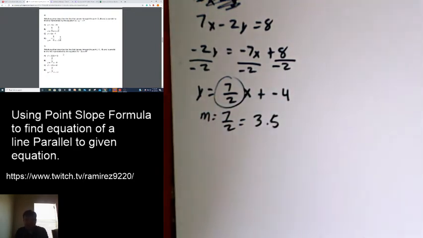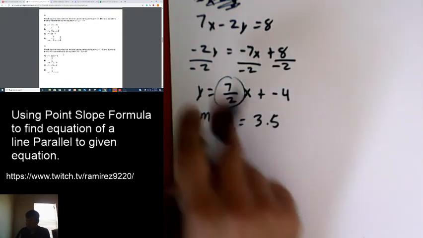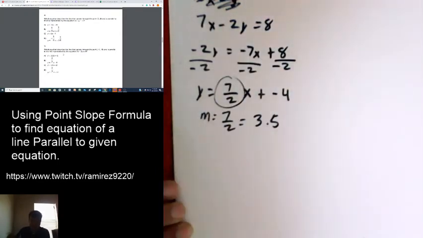Now notice how we didn't even have to bother with using the point, okay? Sometimes you could get away with just doing the work to find the slope, and your answer's right there because it's the only one with that slope. I'm just going to show you how to go all the way with it though.